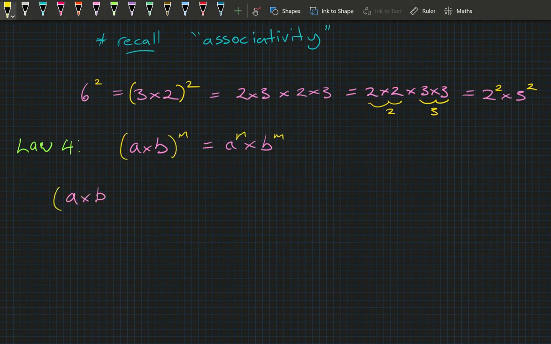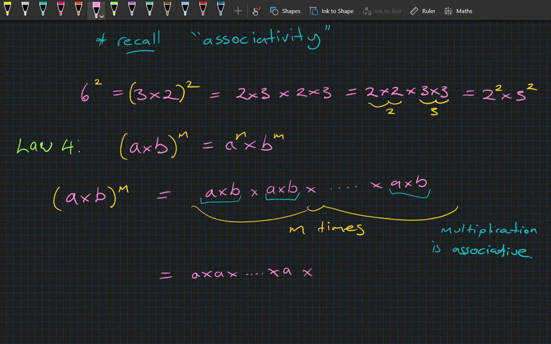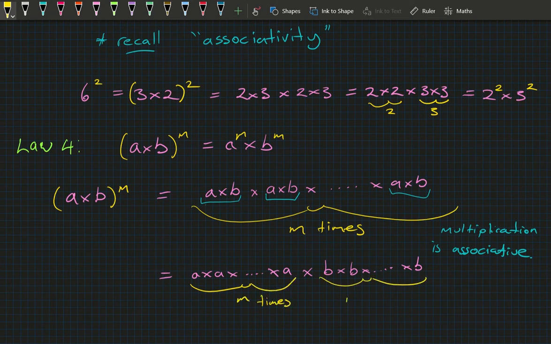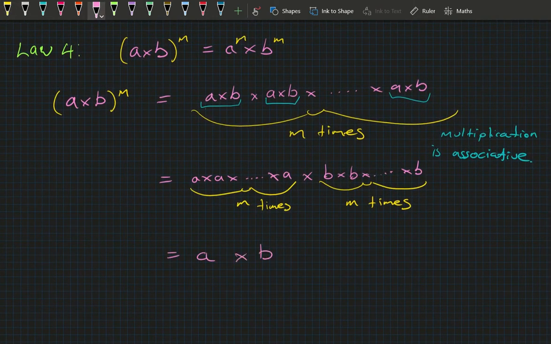So we can justify this with algebra, because if we were to raise a times b to the power of m, it's equal to a times b repeatedly multiplying m times. And because multiplication is associative, I can reorder that multiplication by putting all the a's on the left and all the b's on the right. And inside this multiplication, I've got a repeatedly multiplied m times and b repeatedly multiplied m times. And then by definition, we've now got a to the m times b to the m.